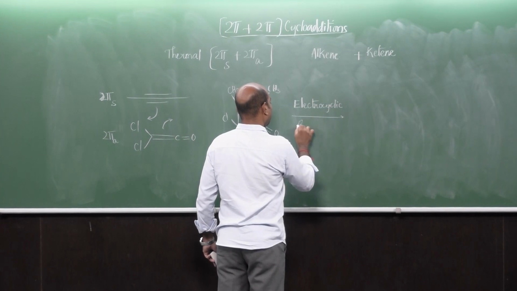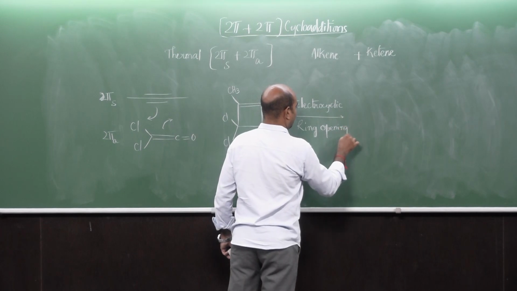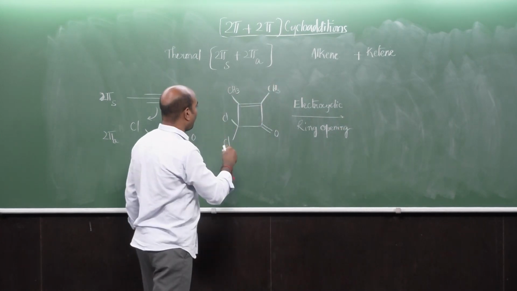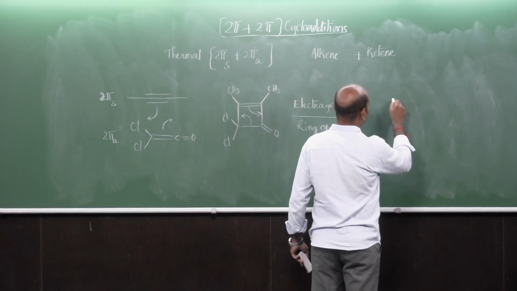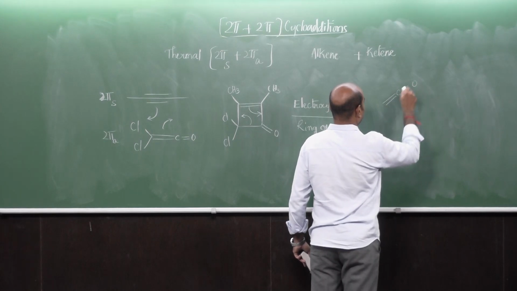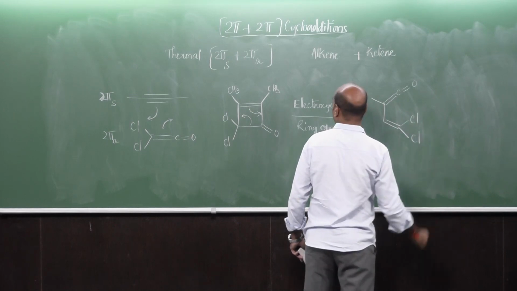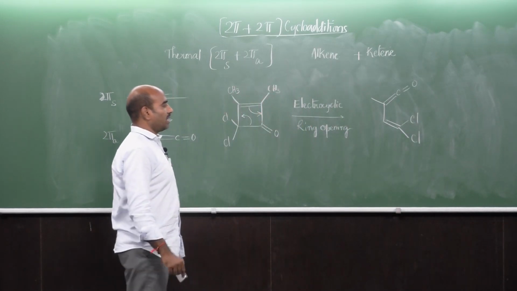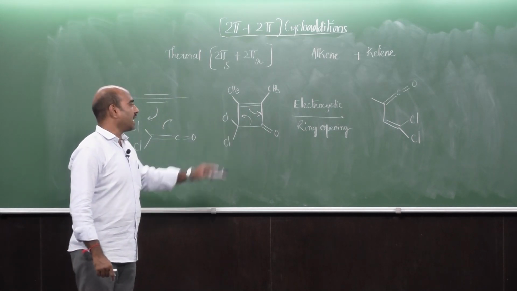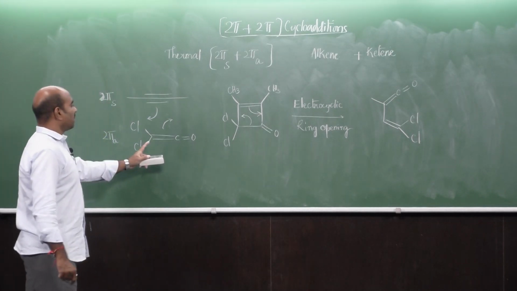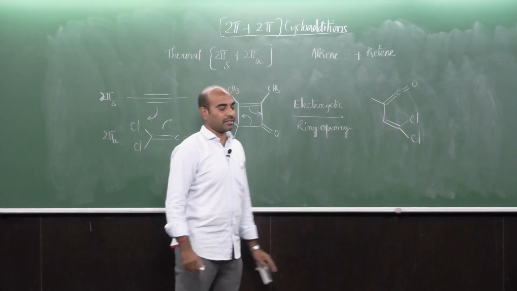Electrocyclic ring opening reaction. So, you will get to see this ketene molecule after the electrocyclic ring opening of this cyclic product. So, the first step is the cycloaddition reaction and the second step is the electrocyclic ring opening reaction.